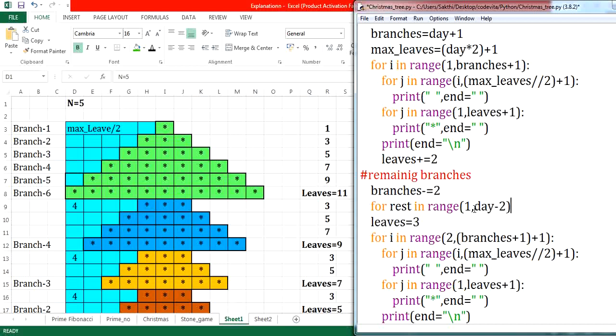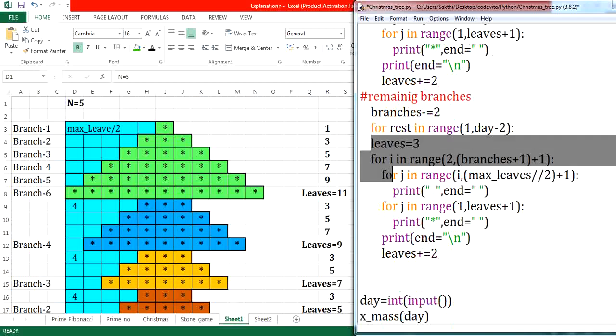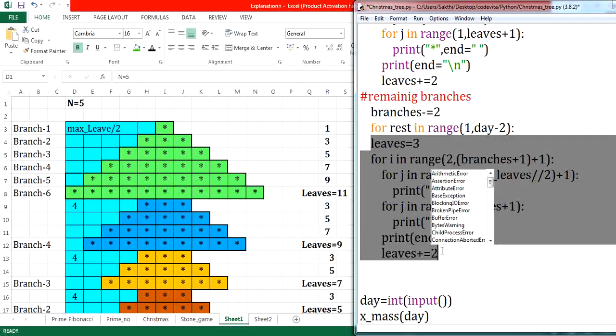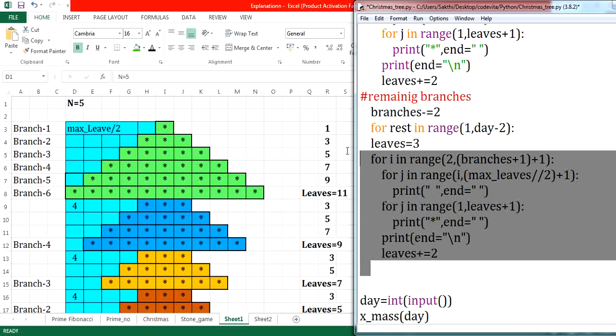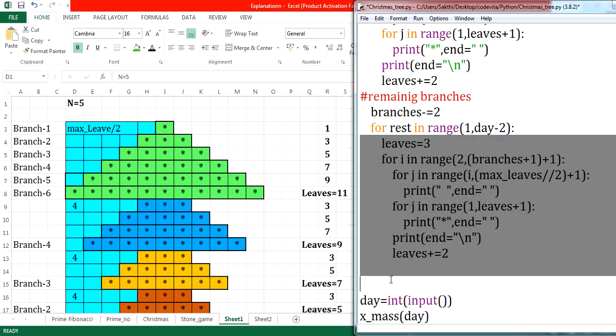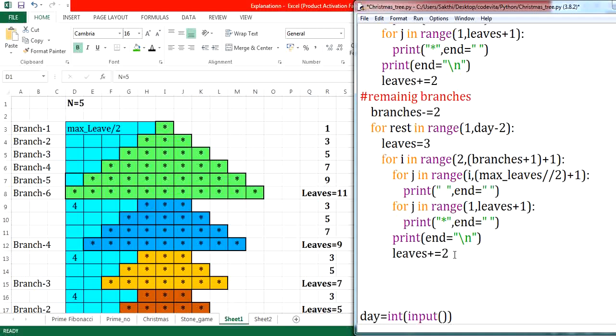Is that clear? Normally we will have n minus 1, and already I have written separate logic for your part 1. So let me have my condition as 1 to day minus 2. And the rest of your logic has to be written inside this loop. So let me write this logic inside this loop. The only condition I am supposed to mention here is my branches count has to be reduced by 1 for each and every part, right? So let me reduce my branches count here. Fine. Now let us execute this program.